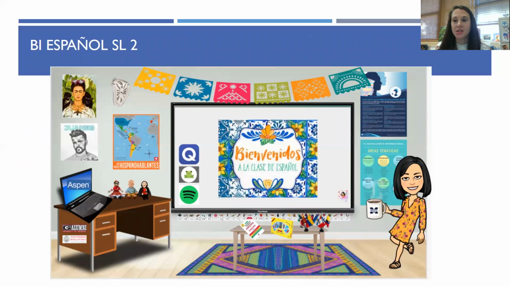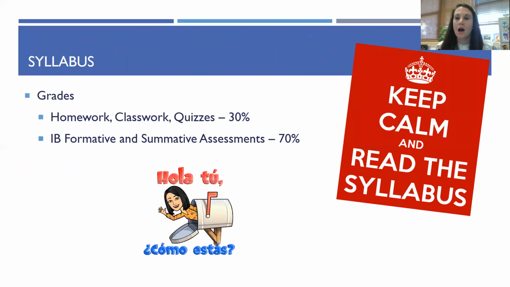So this information is if I have your child for IB Spanish SL2. The copy of the syllabus, which hopefully your students have shared with you, goes over the grading policy this year for virtual learning. Homework, classwork, and quizzes are worth 30% of their grade. And then IB formative and summative assessments are worth 70% of their grade.